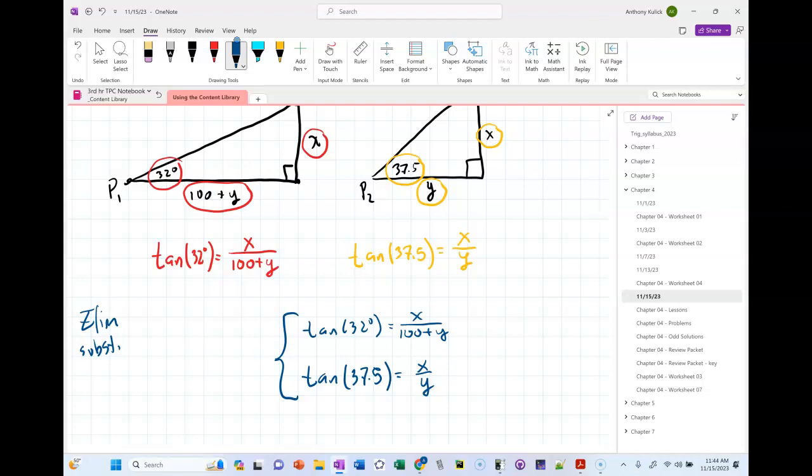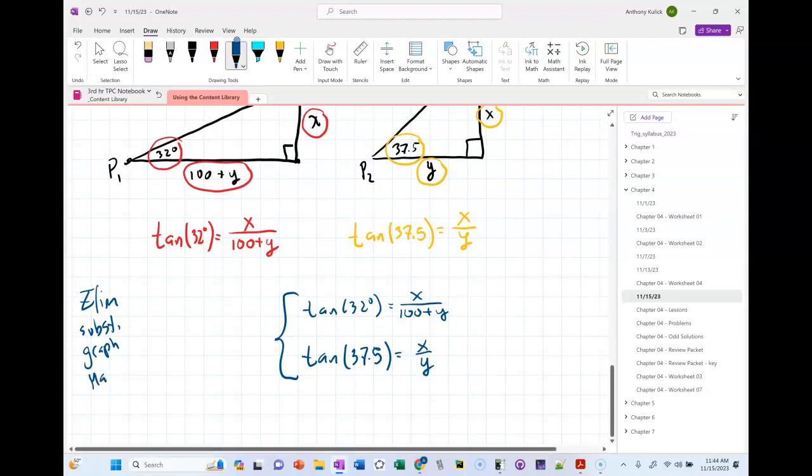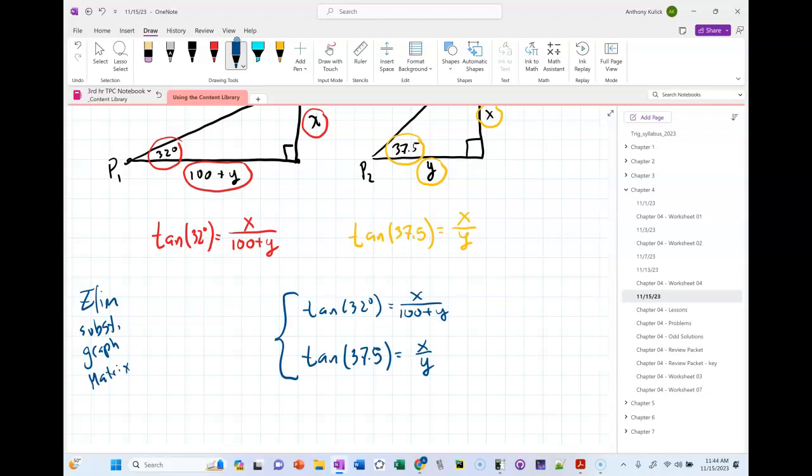You probably didn't spend a lot of time on it, but graphing. You could graph the two equations and then find the intersection. And then how many of you talked about matrices last year? You can solve a matrix equation or do some other matrix methods like Gaussian elimination to solve this system as well. The one that we're going to use is going to be substitution.